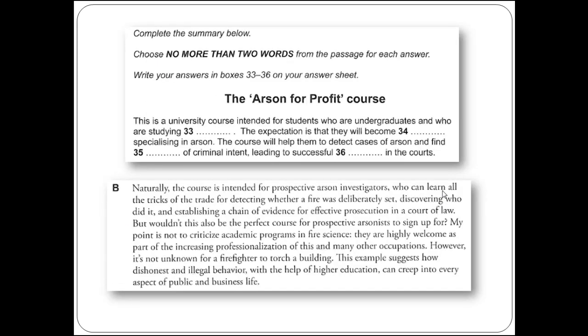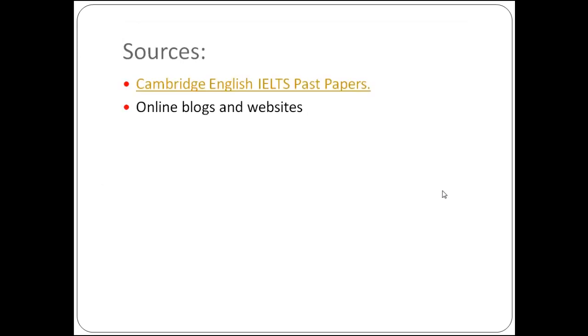This is an example, the Arson for Profit course. So you're going to scan through the summary itself, try to identify what they're talking about. And here there's no options given. It says choose no more than two words from the passage for each answer. And it's a summary of this paragraph B, and that's it.